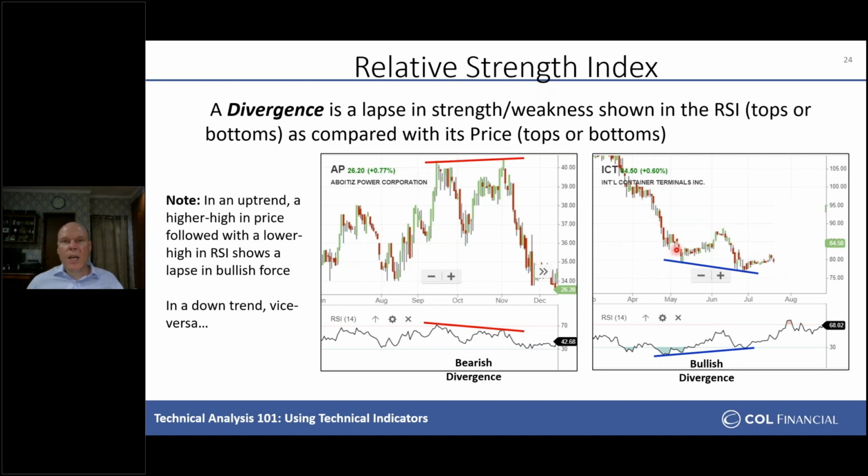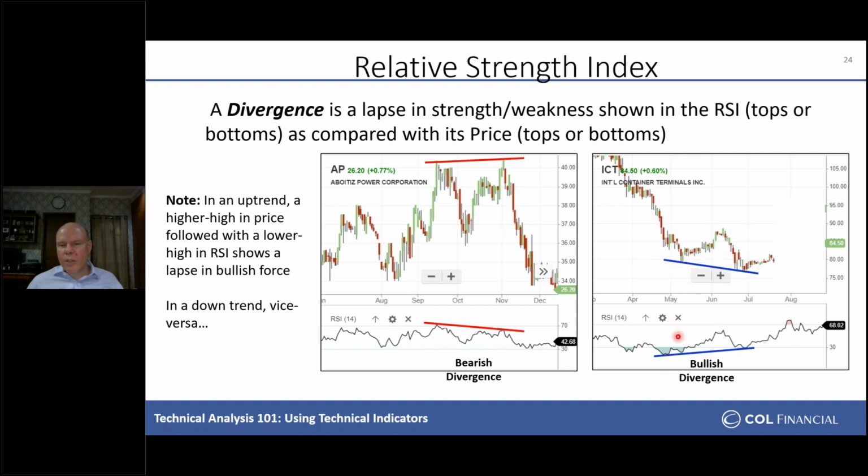This is ICTSI. Here we have a downtrend, and you can see a technical recovery, then it falls back down and makes a lower low. Again, low, lower low. So let's just connect these two together. And now let's look at the RSI.